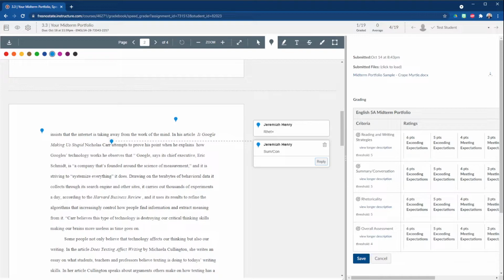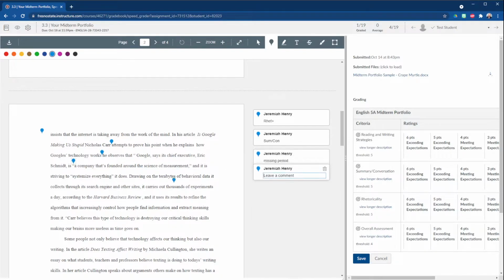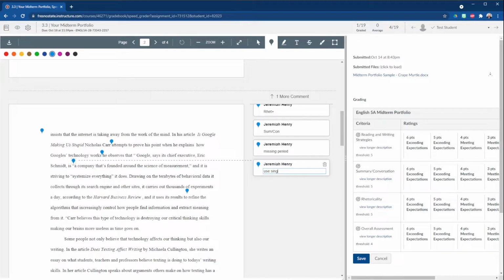Nicholas Carr attempts to prove his point when he explains how Google's technology works. He observes that, and there's maybe a little punctuation missing there. Probably that there should be a period. He observes that, quote, Google, says its chief executive, Eric Schmidt, is, and it looks like a quote within a quote. So here, do you want to use that little single quote mark, the one that looks like that, for quotes within a quote?